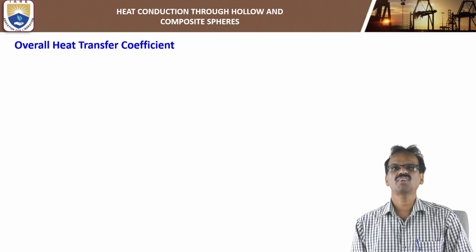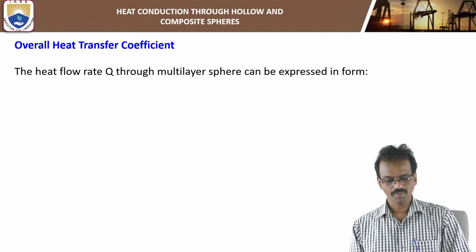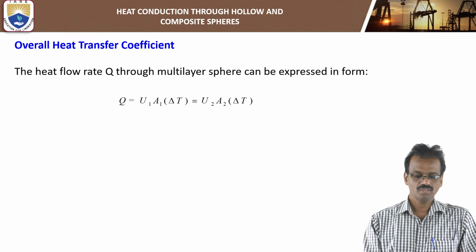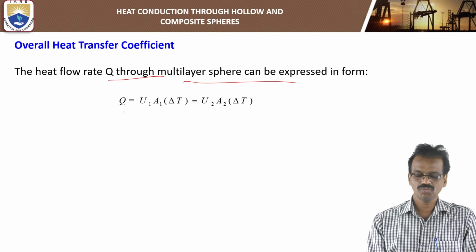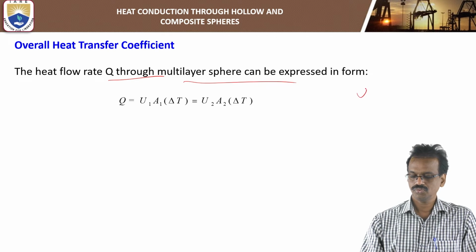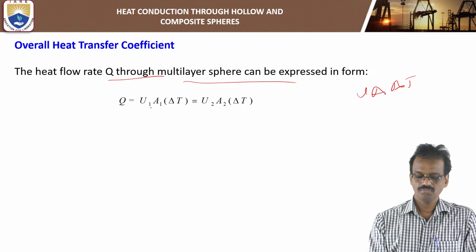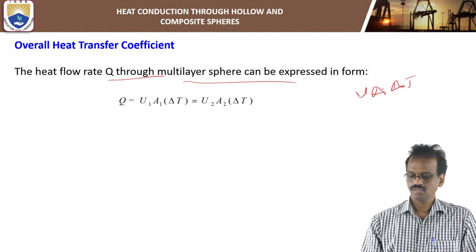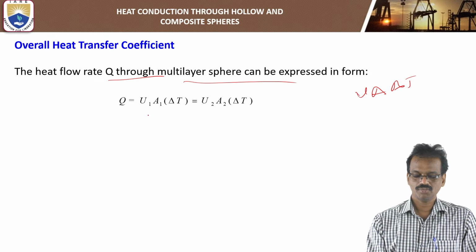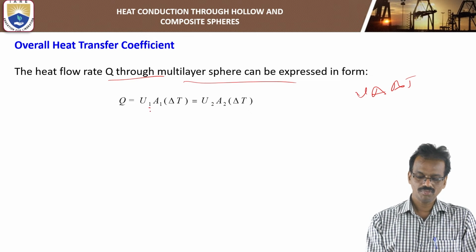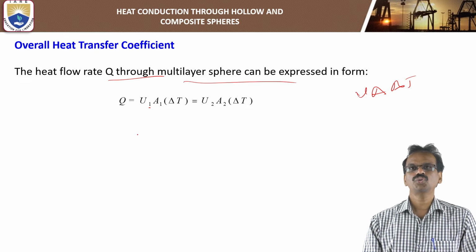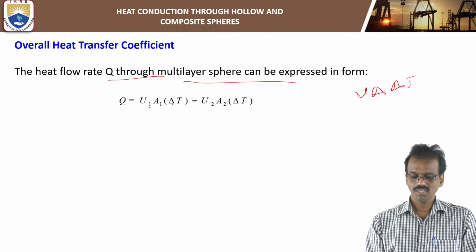Now another concept is the overall heat transfer coefficient. This is also a very important term. You know that the heat flow rate Q through a multi-layer sphere can be expressed like this: Q is equal to UA delta T. If you consider the inner surface and the outer surface, one represents the inner surface and two represents the outer surface. Rate of heat transfer with respect to the inner surface is U1 A1 into delta T. Similarly, with respect to surface 2, it is U2 A2 into delta T.